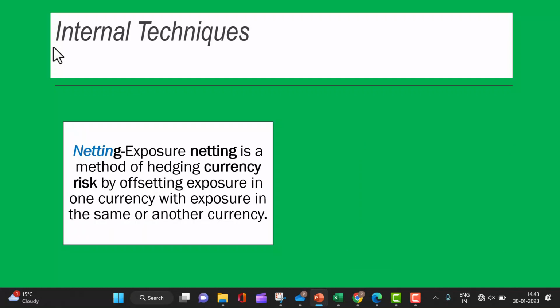Okay, fine. Now netting. Exposure netting is a method of hedging currency risk by offsetting exposure in one currency with exposure in the same or another currency. Netting is generally used when the companies are related to each other. There's a holding and subsidiary, or you have a joint venture.